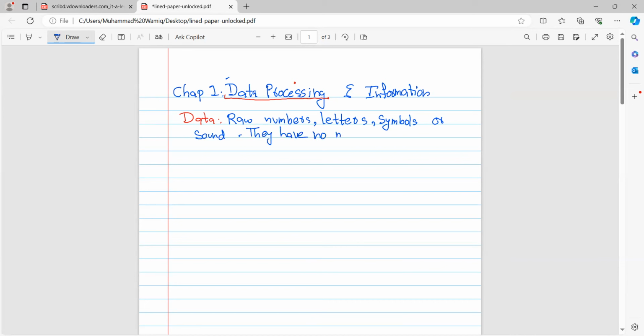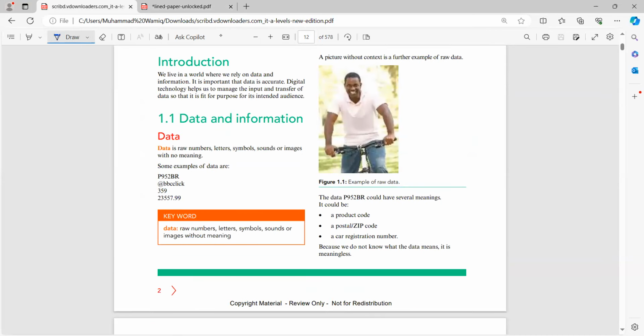They have no meaning. If I'm working with the data, it has no meaning, it is not sensible, and you cannot work with that data. For example, if I say 7A866B, this is some sort of raw numbers, letters, or symbols. They have no meaning at all. So this is an example of data.